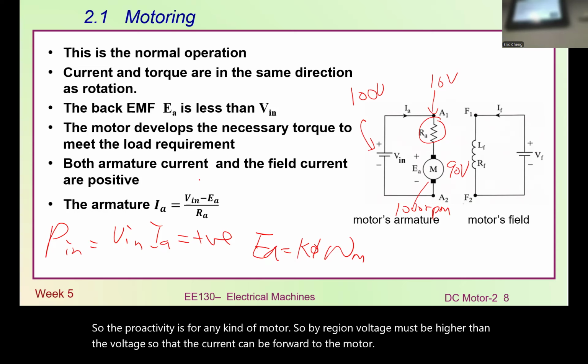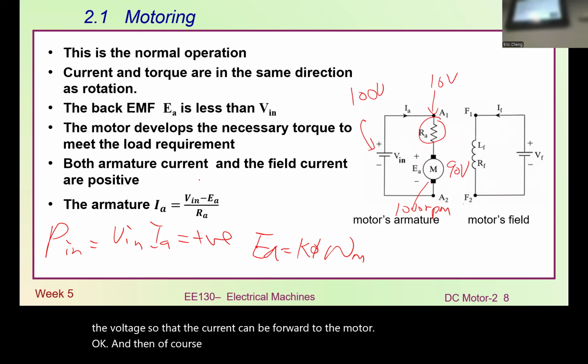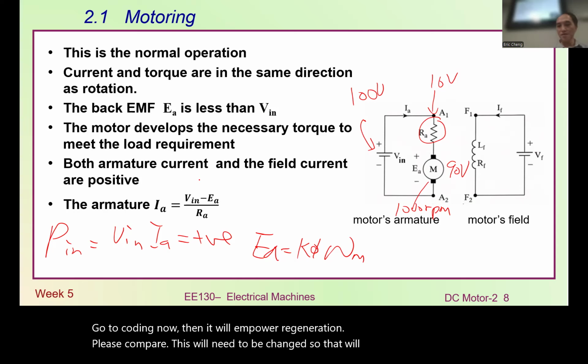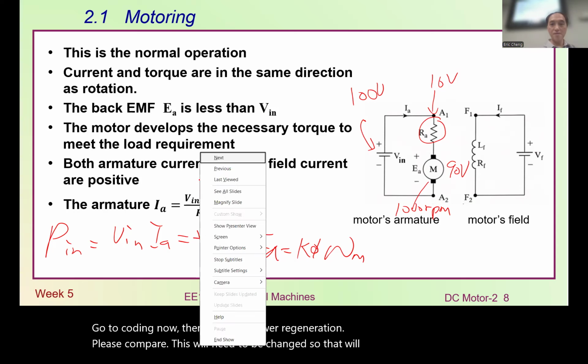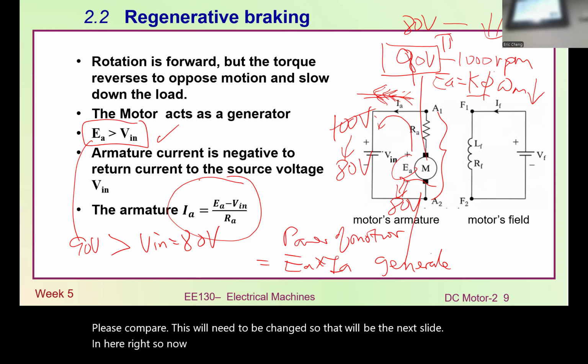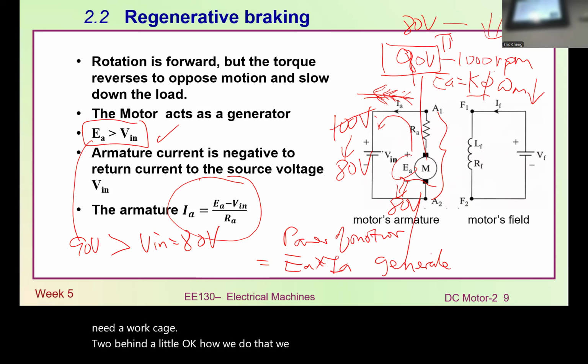Okay. And then of course we can flip it vertically. Now for power regeneration, this compared to this one needs to be changed, so that will be the next slide. Here, if you want the motor to become regenerative, the EA voltage should be higher than the input voltage. How do we do that? We just reduce the input.